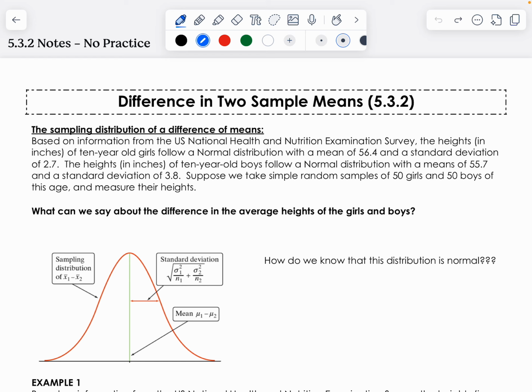So let's say based on information from the U.S. National Health and Nutrition Exam Survey, the heights in inches of 10-year-old girls follows a normal distribution with a mean of 56.4 and a standard deviation of 2.7. And the heights of 10-year-old boys also follows a normal distribution, but their mean is 55.7 and standard deviation 3.8. Suppose we take simple random samples of 50 girls and 50 boys of this age and measure their heights. What can we say about the difference in the average heights of the girls and boys?